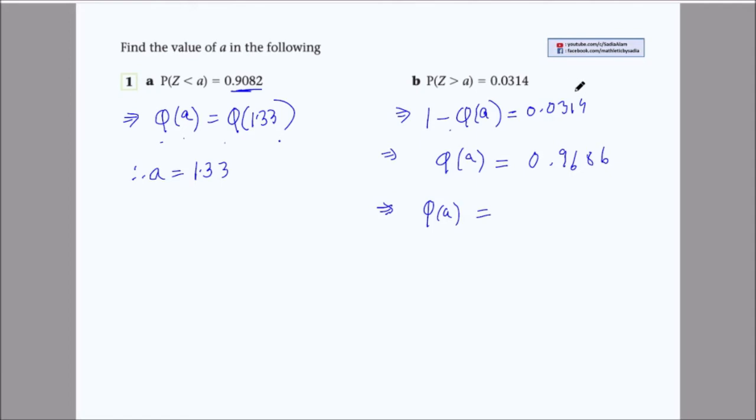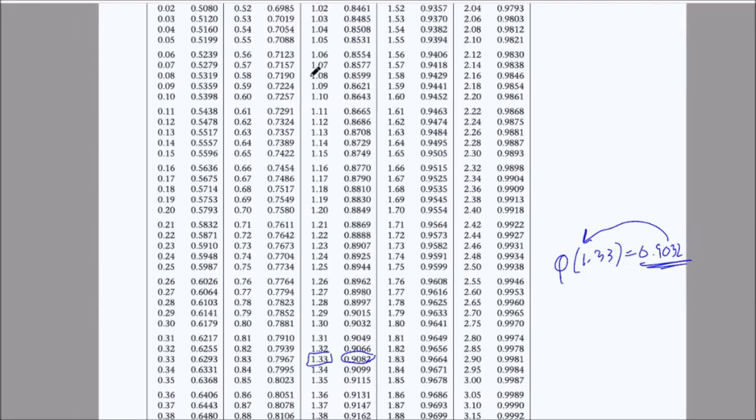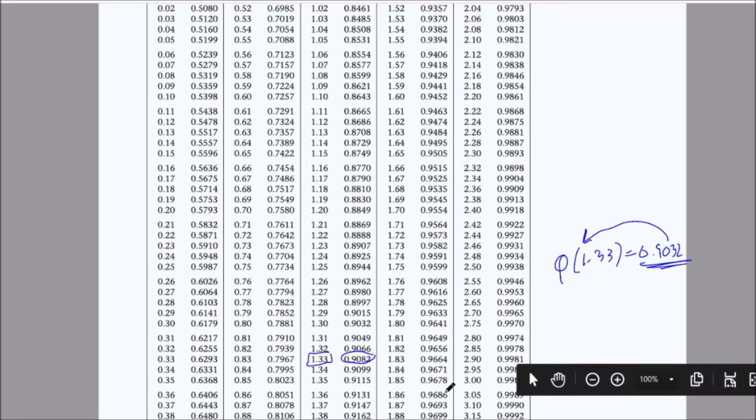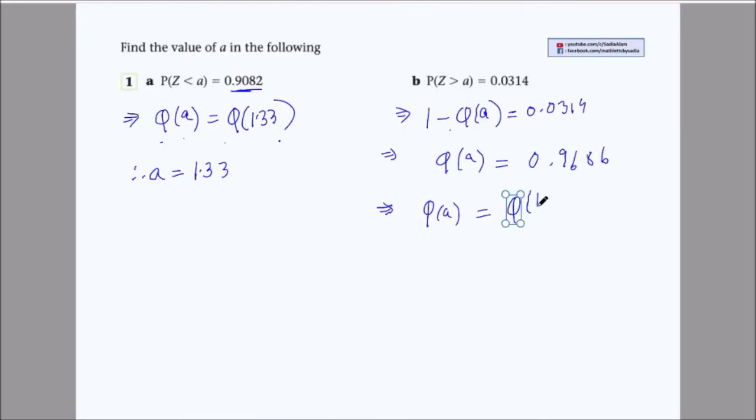So this is a value for probability, right? 0.9686. So we will just pick the Z, so that's 1.86. So we will write phi of 1.86. So phi of A and phi of 1.86. So if you compare, we get the value for A.